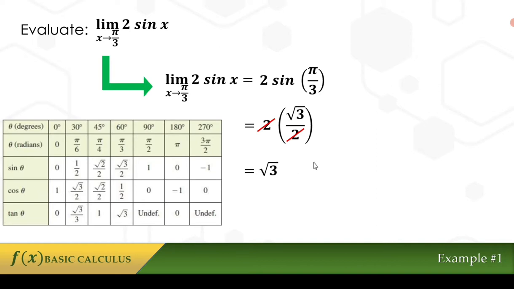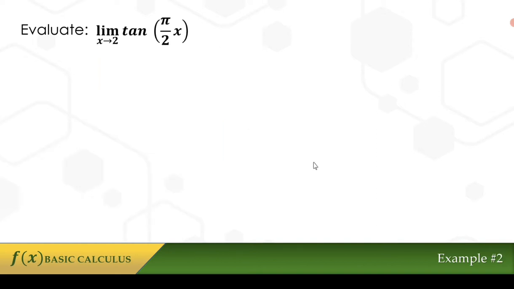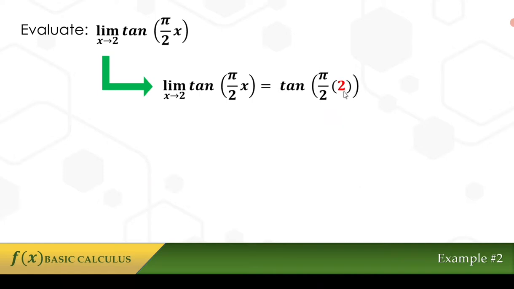Next, example number 2. So guys, please try to answer example number 2, okay? Now, let's double check your solution. So limit of tangent pi all over 2 x, and x approaches positive 2. So here's our variable x. Let's apply direct substitution. So from variable x to positive 2.